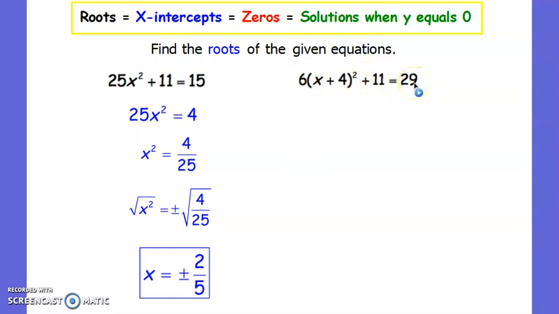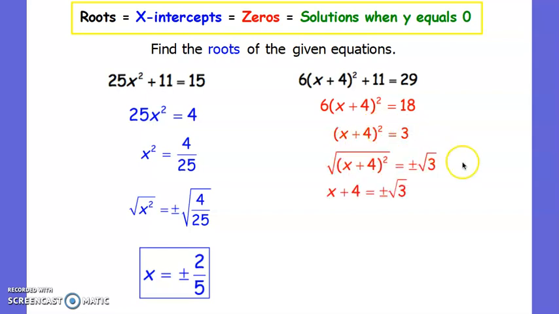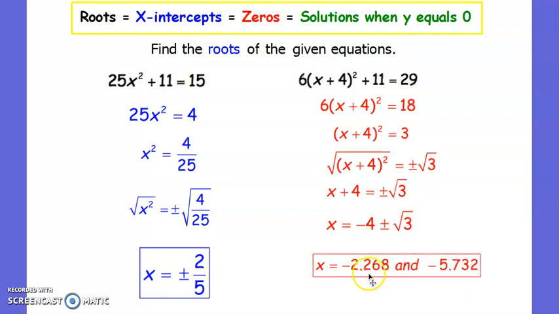If we wanted to, we could subtract 11, divide by 6, now we need to get rid of that exponent before we can deal with that 4. So I'm going to square root both sides. On the left, leaving us with x plus 4. On the right, plus or minus root 3. And then we'll subtract our 4 after that. Negative 4 plus root 3 is negative 2.268. Negative 4 minus root 3, negative 5.732.